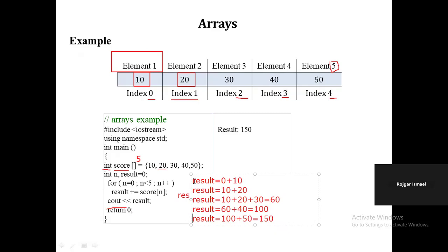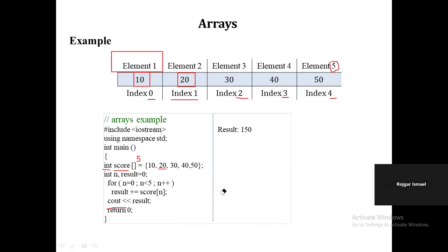But if we go to the 6, the first problem is that we don't have a 6, and the second is that it conflicts with the condition we mentioned, which should be less than 5. So it will stop at 150. That's why the result is 150.